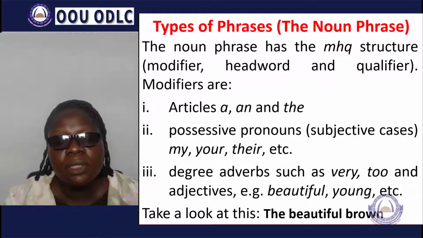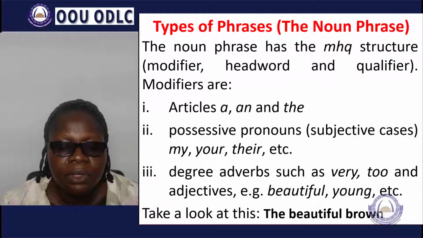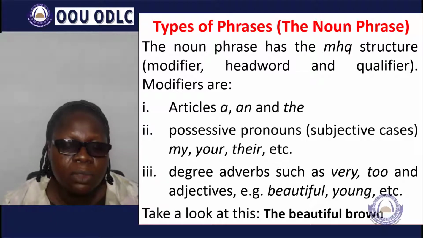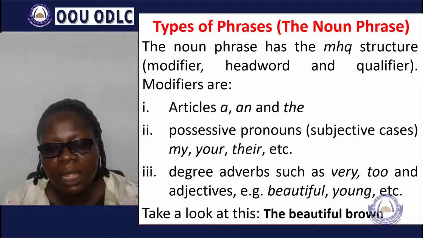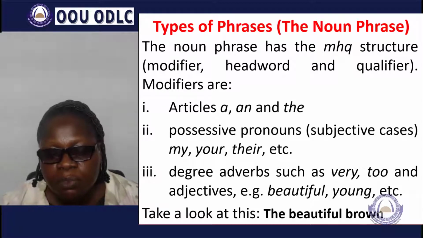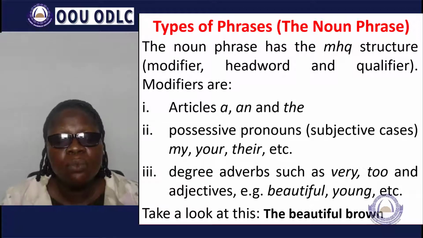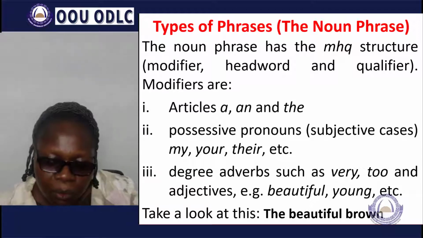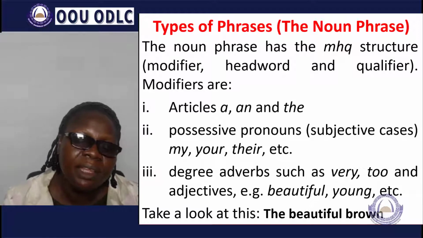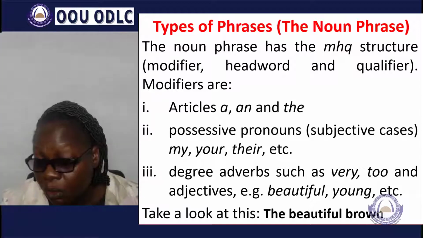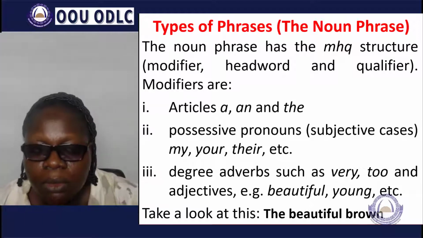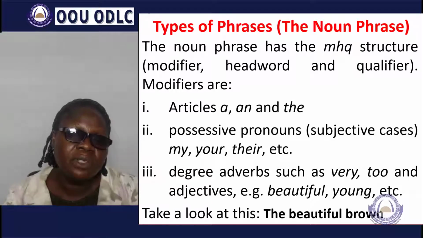So that's a very good example of a noun phrase, having the modifier, the head word, and the qualifier. The beautiful brown leather are all modifying the word bag. And then with a black handle, that group of words is modifying the bag, giving us more information about it. So that's a very good example of a noun phrase.